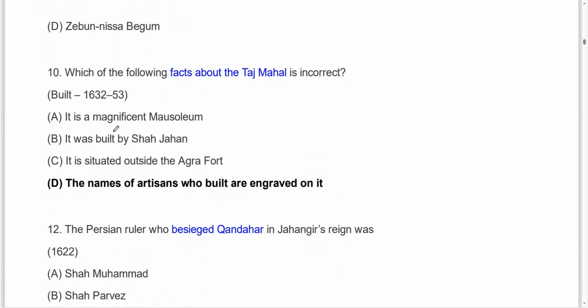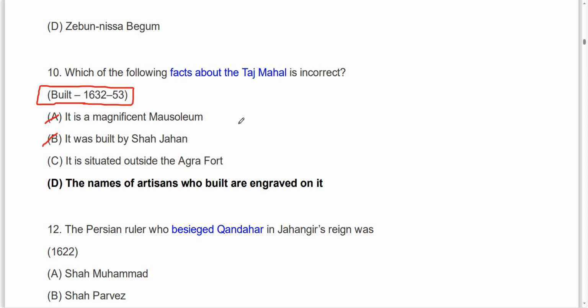Moving on to the next question: which of the following facts about the Taj Mahal is incorrect? The correct statement about the Taj Mahal is that it was built from 1632 to 1653. It is a magnificent mausoleum, that is fine. It was built by Shah Jahan.